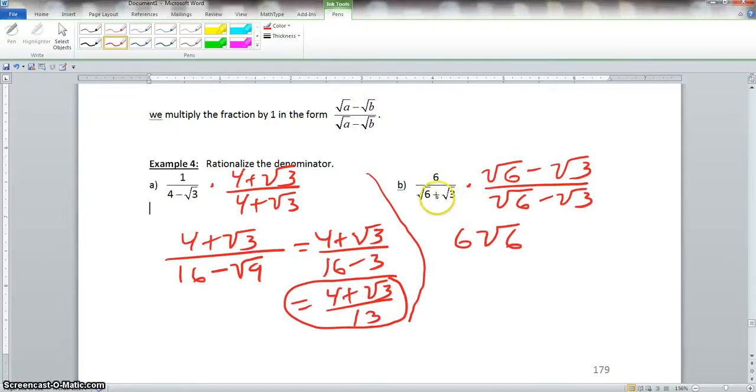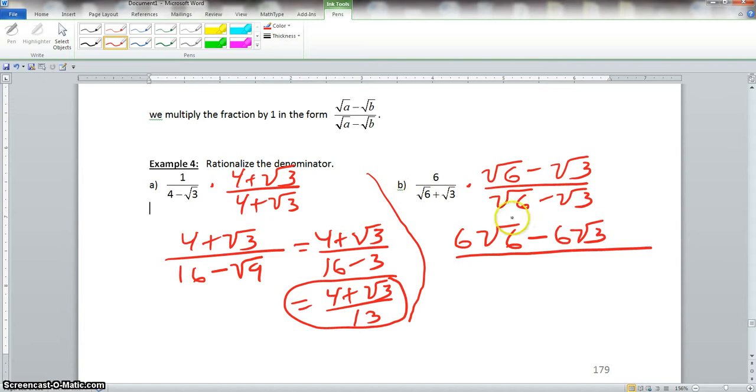Picking up where we left off, we will multiply the numerator and denominator by the conjugate. So now we have 6 times the square root of 6, which gave us 6 square root 6, and 6 times a negative square root 3 will give us a minus 6 square root 3. That will be our numerator.